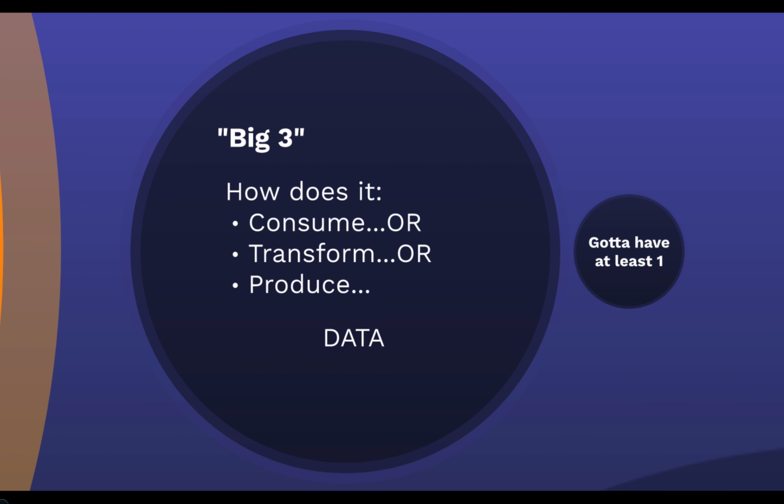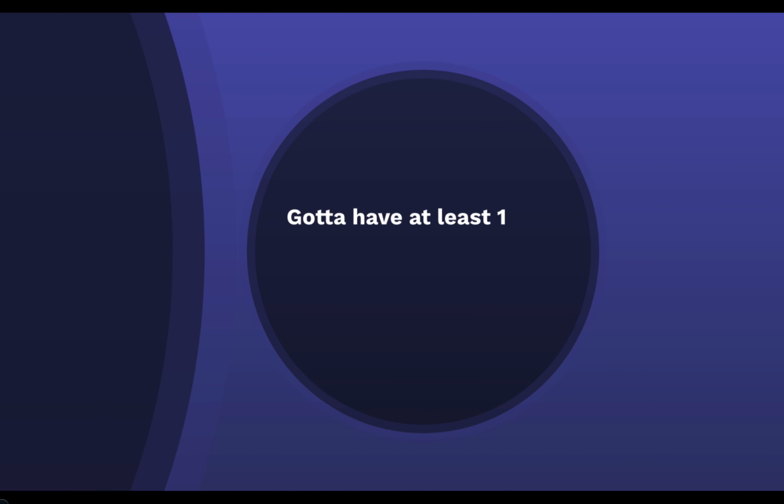But assuming you can, then make sure you hit one of the big three. Either it consumes data, or it transforms data, or produces data. If it consumes data, that's how it takes it in, inputs. Transform means it changes it, or outputs, produces. And remember, you've got to have at least one for this to be correct.